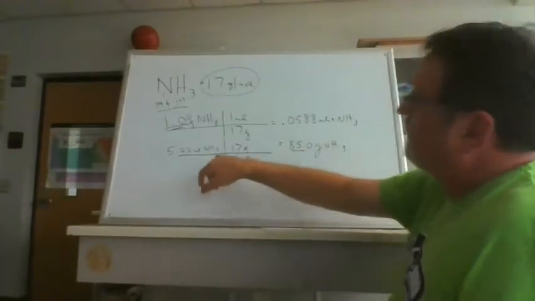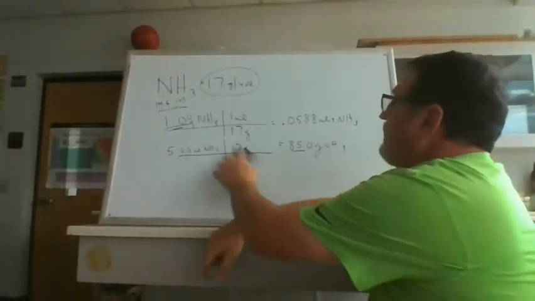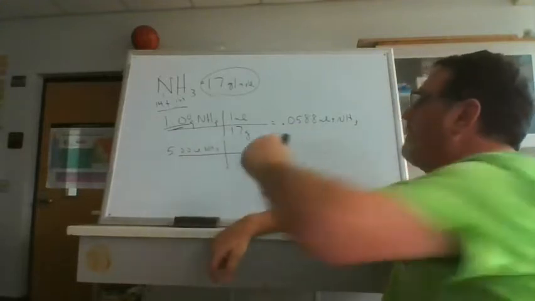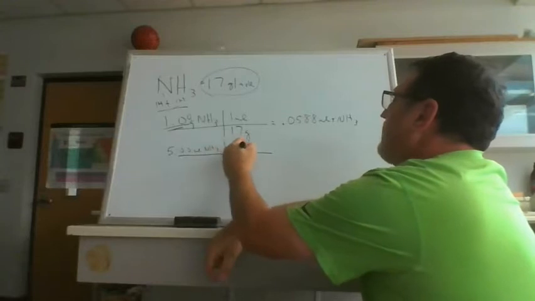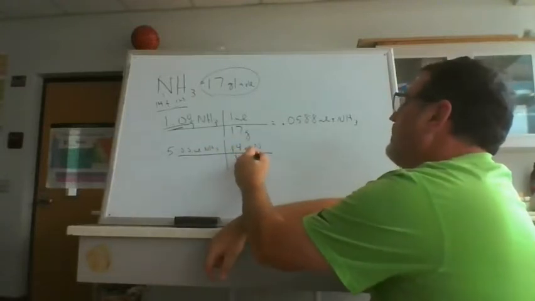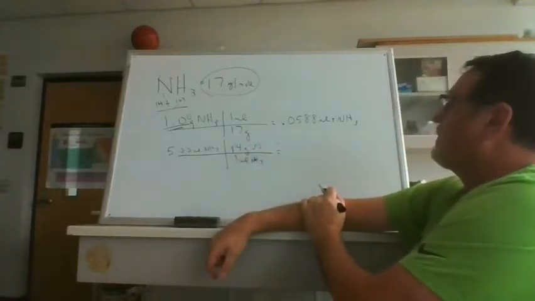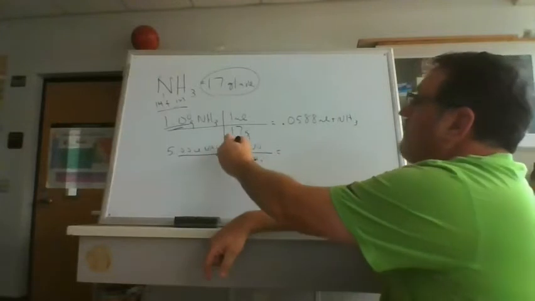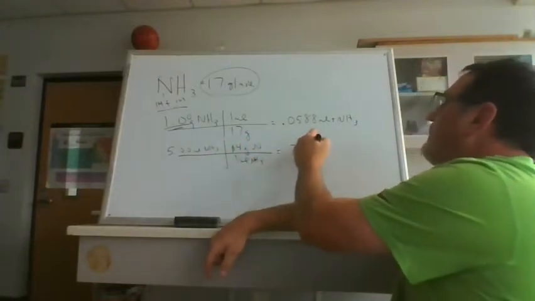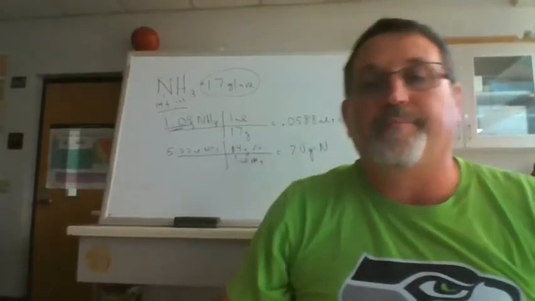So if I have 1 mole of this, I have 14 grams of nitrogen. If I have 5 moles of it, well, there are 14 grams of nitrogen in every 1 mole of the whole thing. Cool. So I have 14 times 5, 70 grams of just nitrogen.